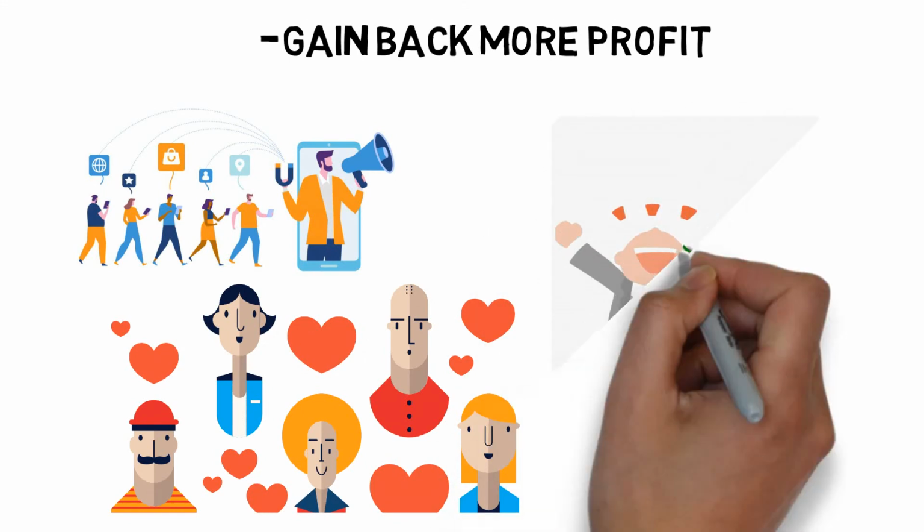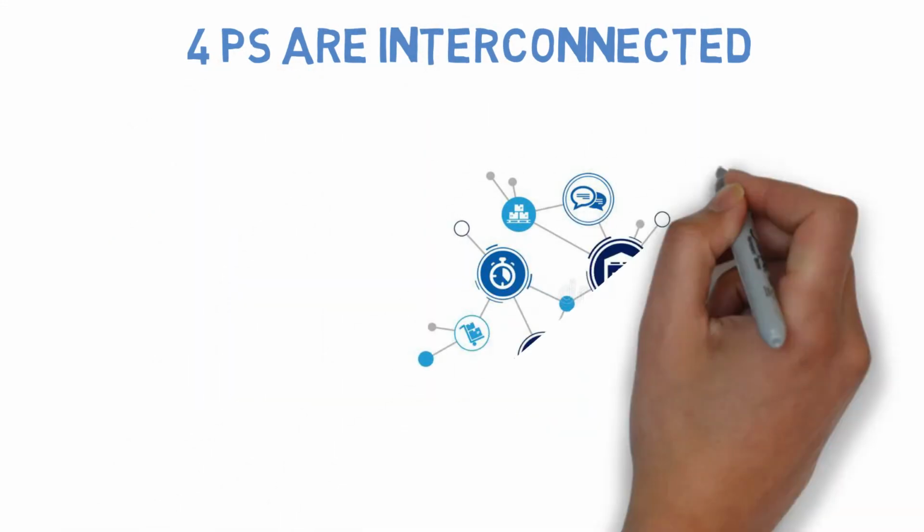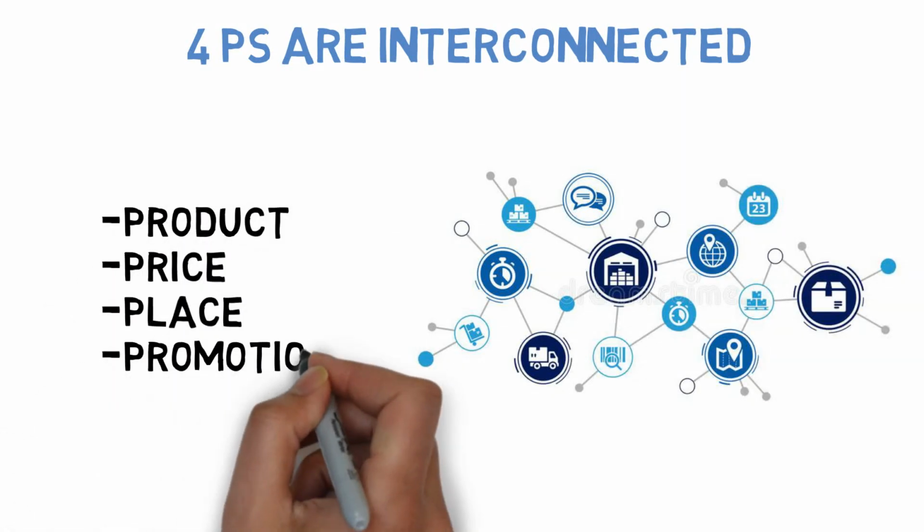These 4 P's are all interconnected and one piece can impact another piece. Do your research and analyze the product, price, place, and promotion for a business.